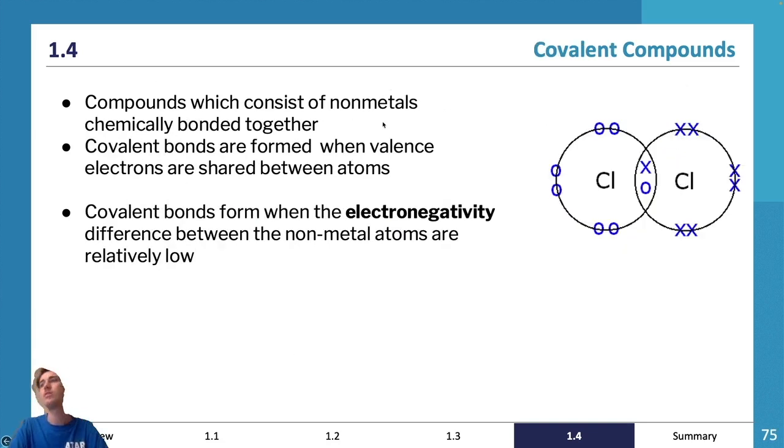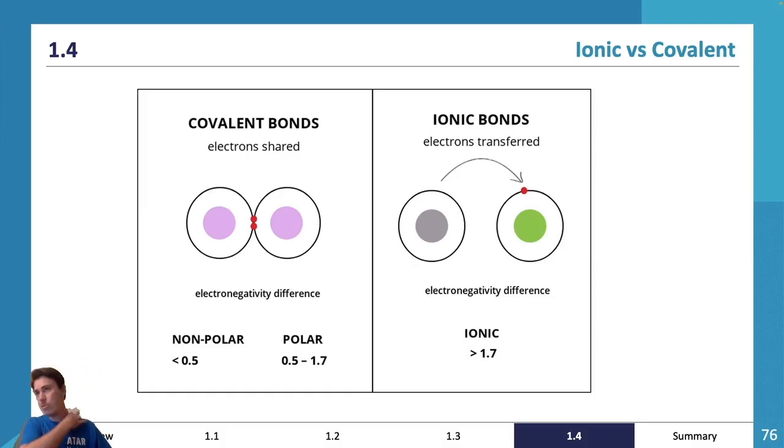Now, compounds which consist of non-metals chemically bonded together usually do covalent bonds, and usually its molecules are the exact same. They have no difference in electronegativity. So therefore, they're going to share like this. So example, you've got all these here, which are their own, but then they share these two. So this was one from this chlorine, this one was from this chlorine, and now they share them. So covalent bonds form when electronegativity difference between the non-metals is relatively low. So as you can see, you've got covalent bonds, electrons shared, and then you've got ionic bonds, so electrons transferred.